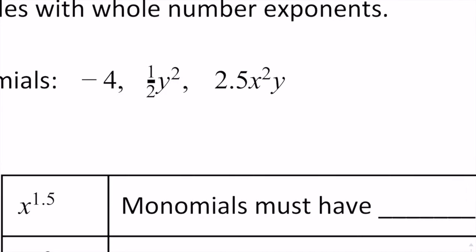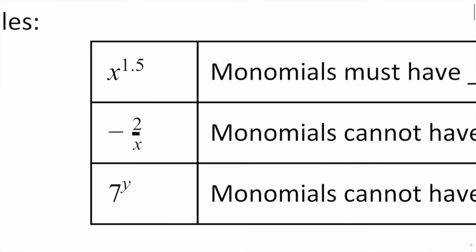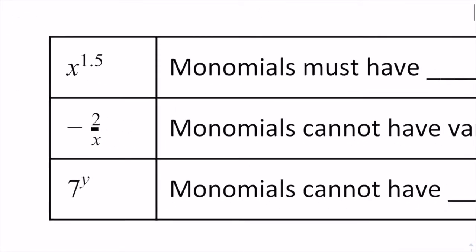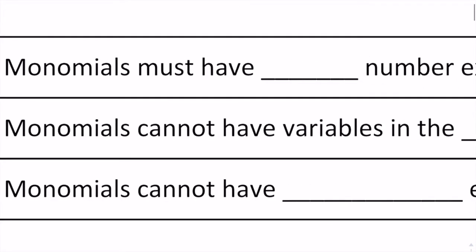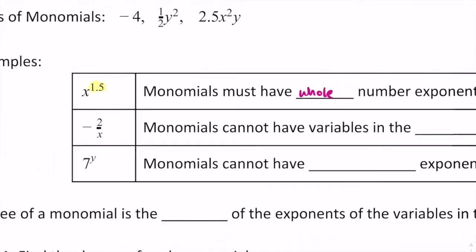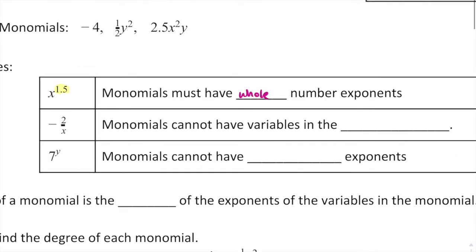And here are examples of not a monomial, so non-examples. So x to the 1.5 is not a monomial. Why? Because monomials must have whole number exponents. So take a look here. I have 1.5 as an exponent instead of 1.